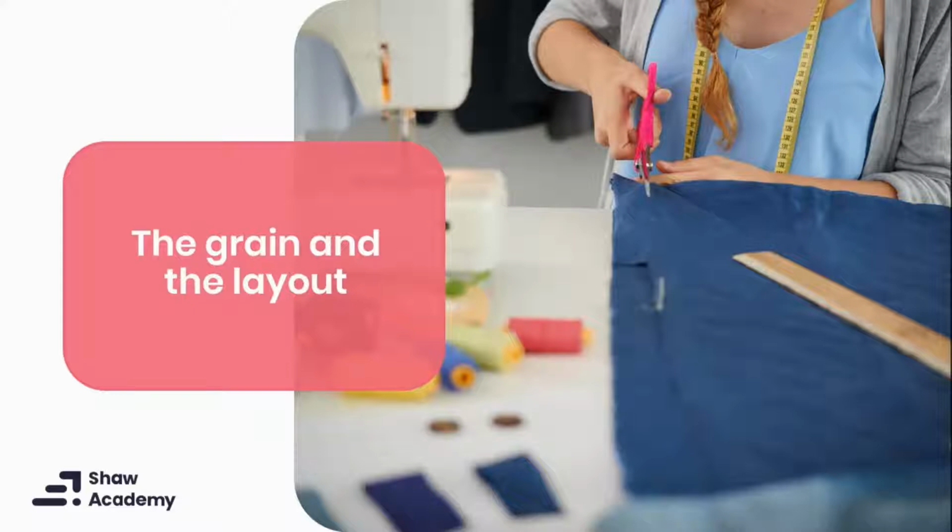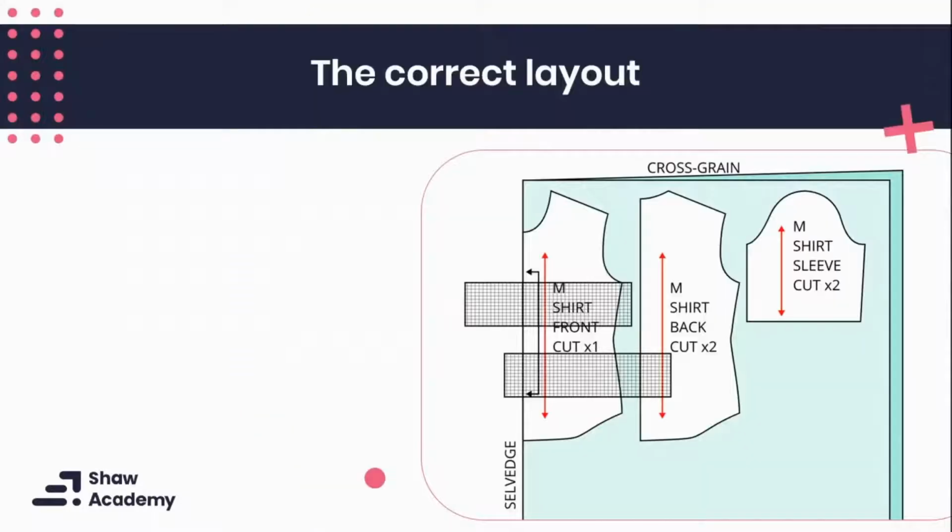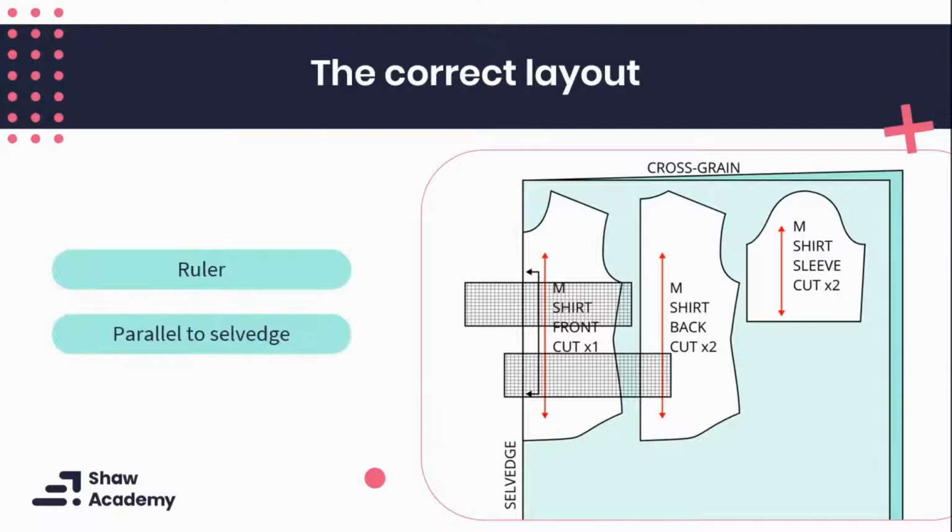The way you go about placing the pattern pieces on the correct grain line is also super important because it is not something you measure with your eye. Once you have determined which grain line to place the pattern on, you need to use a ruler to make sure that the fabric is lying parallel to the selvage.